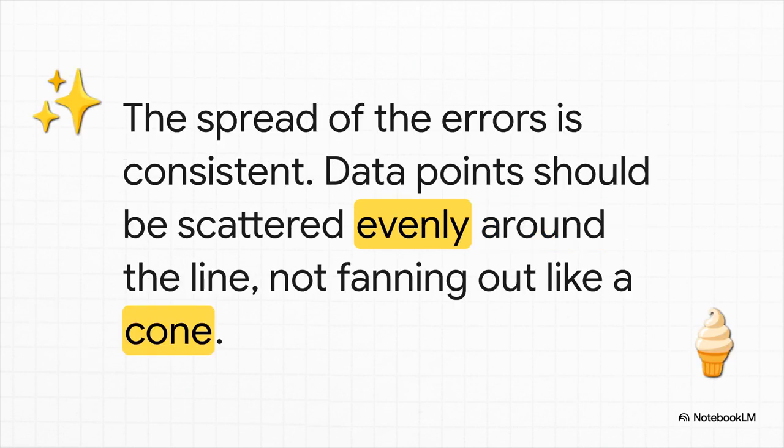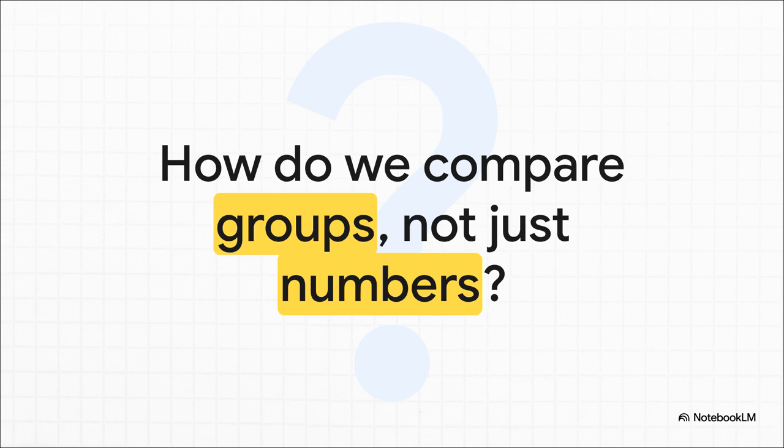And next up is a giant word, homoscedasticity. Don't worry about the name. It's a fancy way of saying that the errors, so the distance from each of your data points to the line, are spread out nice and evenly. If they start fanning out like a cone, that's a red flag. It means your model is getting less and less confident as the numbers get bigger. Not good.